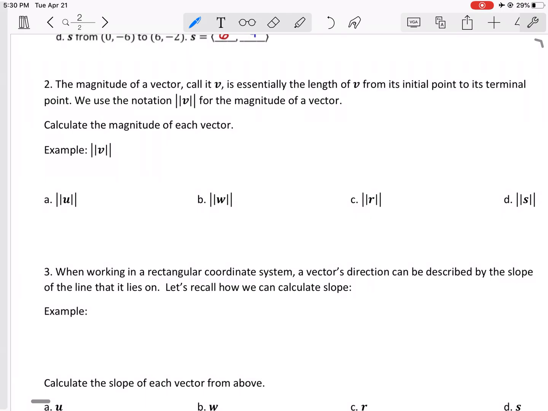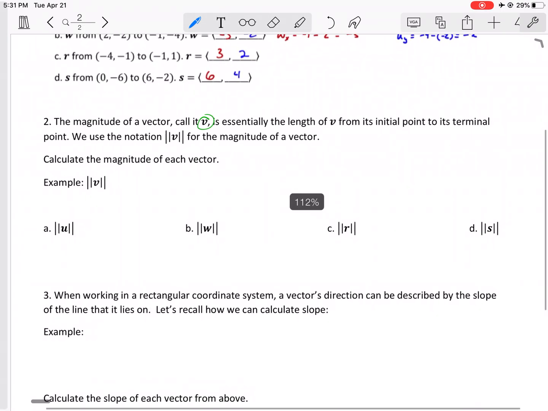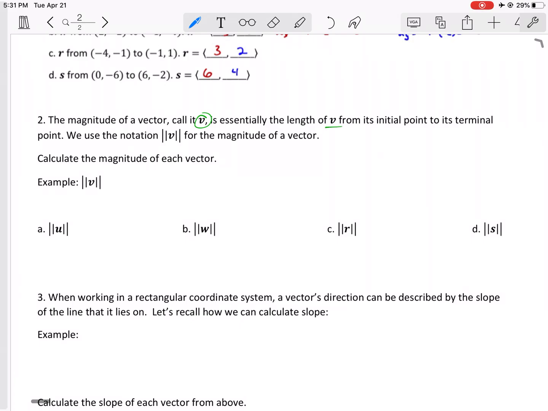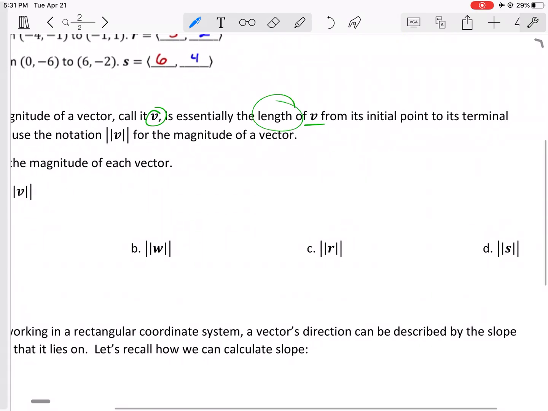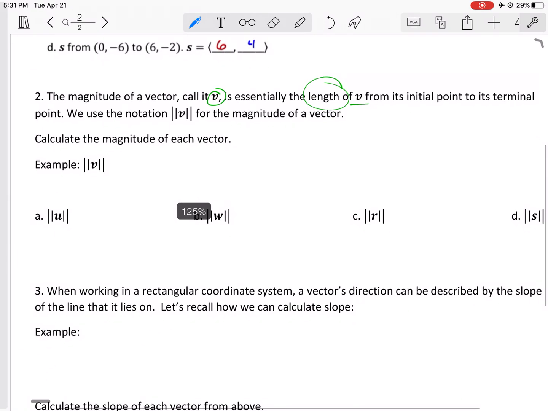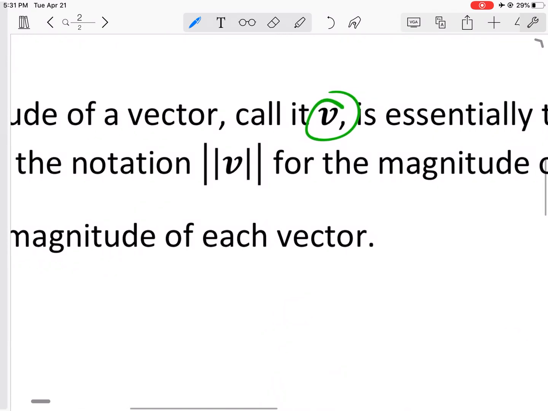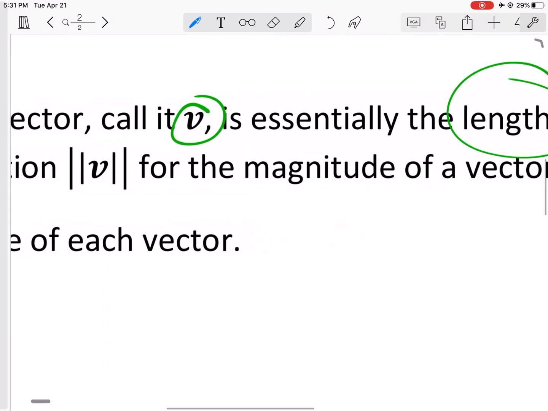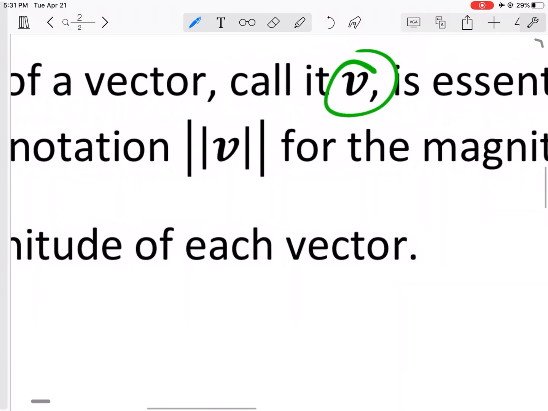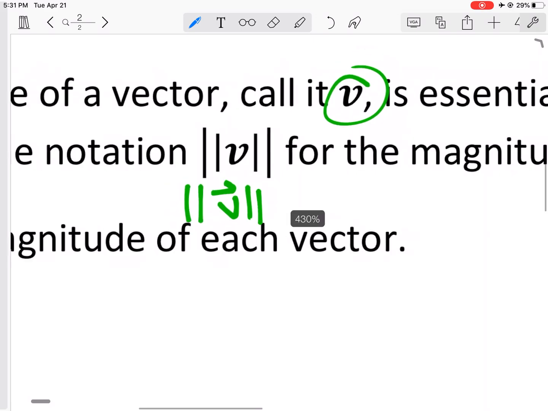We're going to call the vector v. Its magnitude is essentially the length of v from its initial point to its terminal point. Magnitude and length can be thought of as the same thing when we're talking about vectors on a plane. We use the notation v within 2 vertical brackets for the magnitude of a vector. For some reason on my print it shows one smaller than the other. You don't have to do it that way. If I were to write it by hand, this symbol represents the magnitude of the vector v.